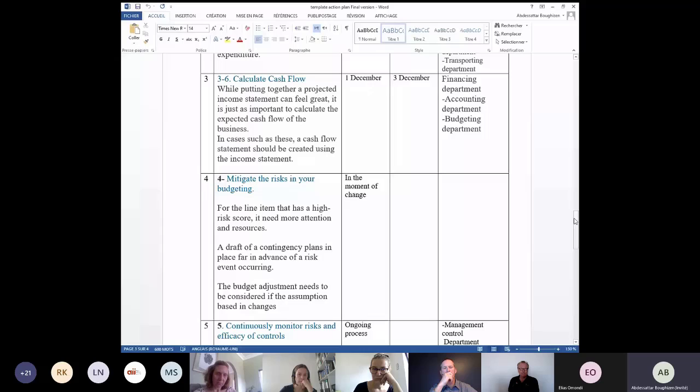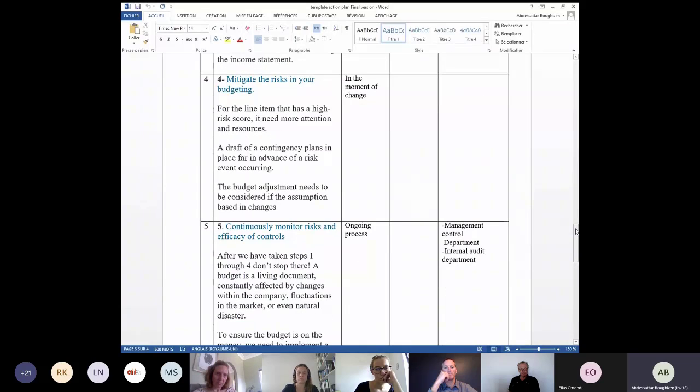3.6 is calculate cash flow. While putting together a projected income statement can feel great, it's just as important to calculate the expected cash flow of the business. It starts the 1st December and finishes the 3rd December. The concerned parties are the financing department, accounting department, and budgeting department.